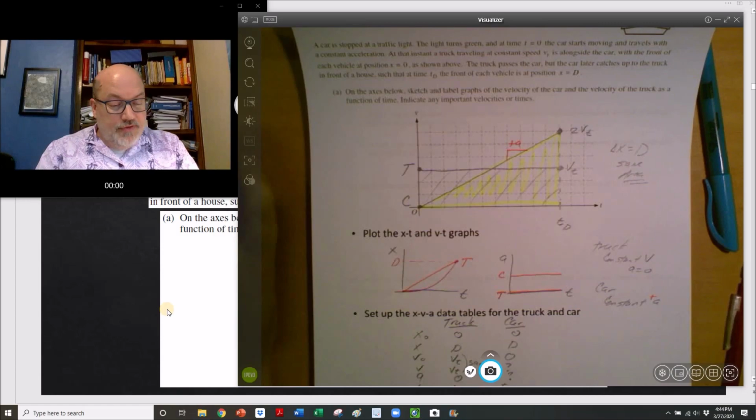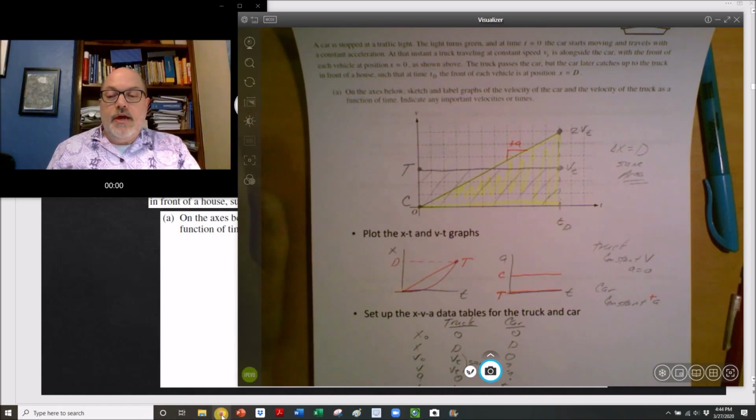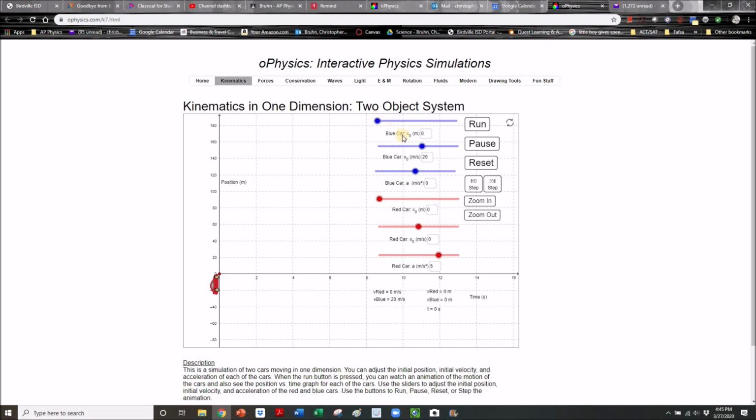I actually have a simulation of that so we can take a look at it. It's right here. So the blue one here is going to be the truck. It starts at 0 position. It has an initial velocity of 20 and it has no acceleration. The red car also starts at 0. The red car starts with a velocity of 0, but it has an acceleration. I just put in 5. If we hit run, we'll see that the blue one gets ahead, but the red one starts to catch up as it goes faster, and they meet right here. And that's exactly what we drew.